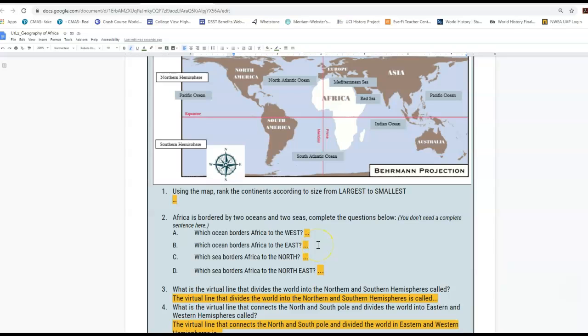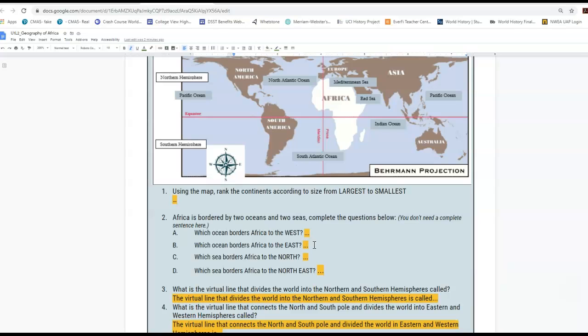Letter B, which ocean borders it to the east? So again, we're going to go to Africa. I'm going to go to the east. I see a Red Sea, and I see an ocean, Indian Ocean. It's asking for the ocean, so I'm going to put in the Indian Ocean, and so on and so forth.